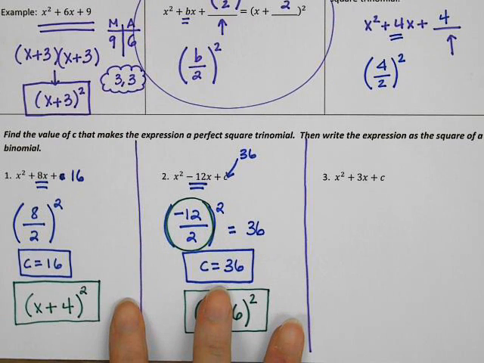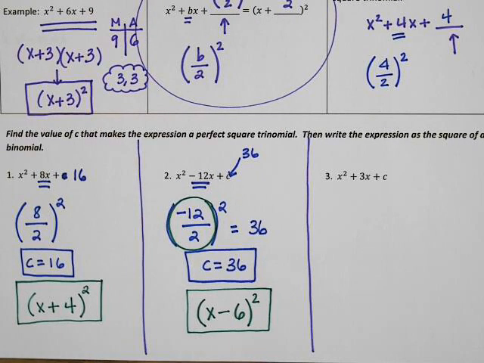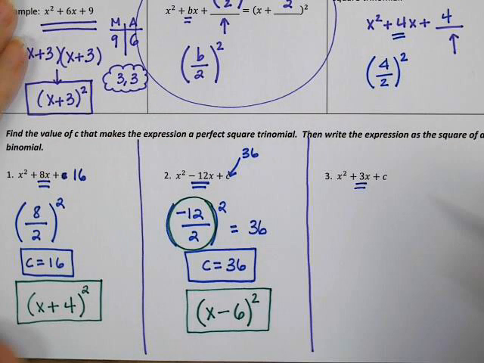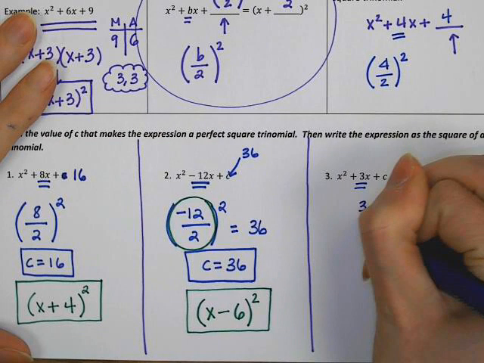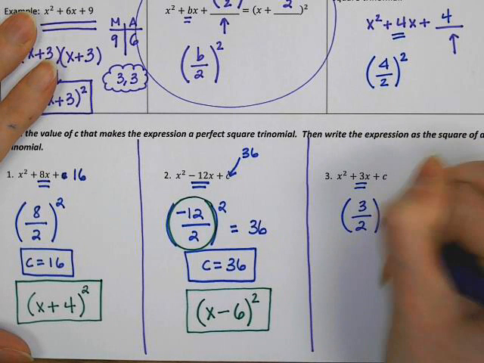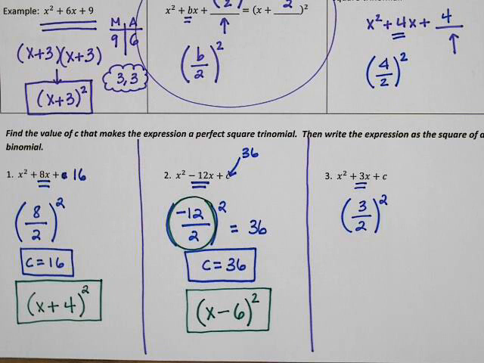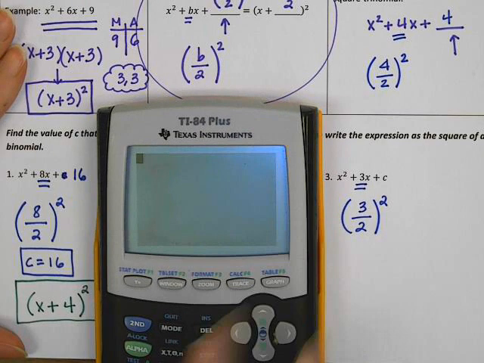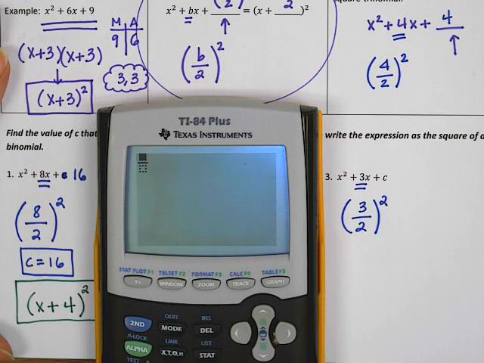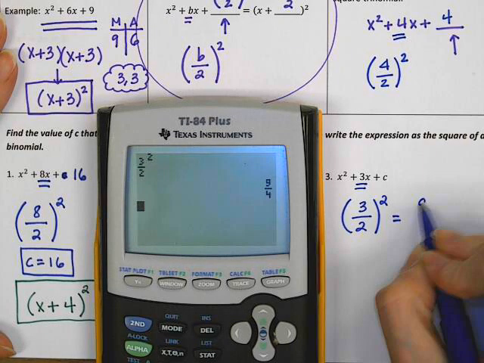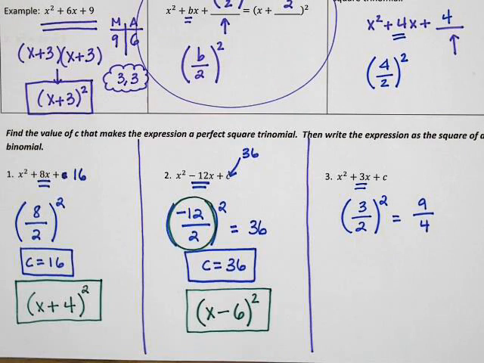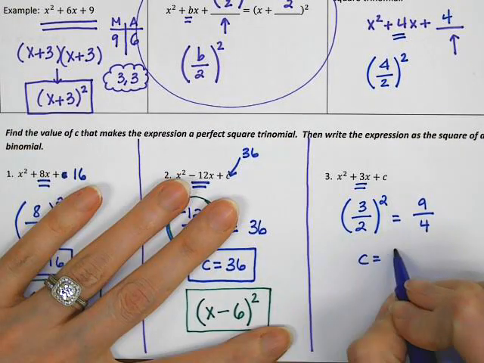And lastly, number 3, find that third number. Again, it's b over 2 squared. So 3 divided by 2 squared. And this one, I'm just going to type in the calculator. 3 over 2 squared. I'm going to use the alpha y equals fraction, and I'm going to type in 3 halves squared. And I get 9/4. Actually, I'm going to leave my answer like that, 9/4. Okay, so that's the value of C, 9/4.